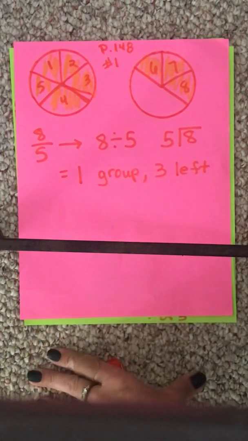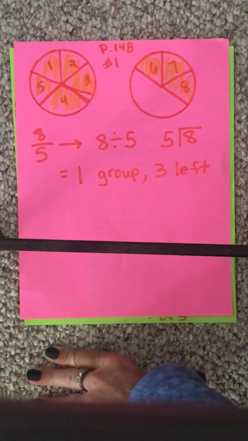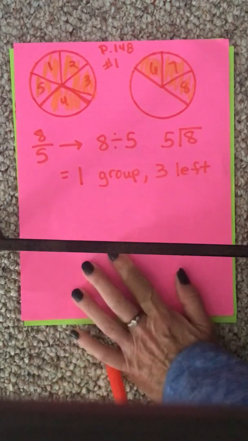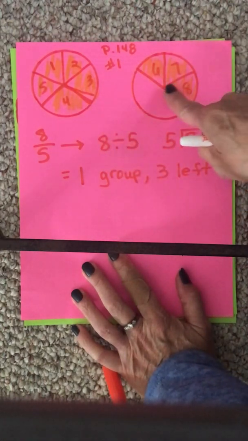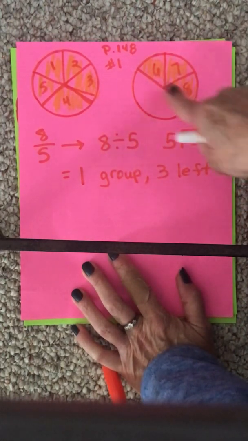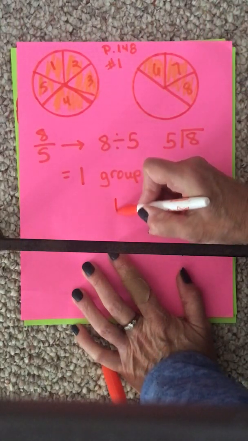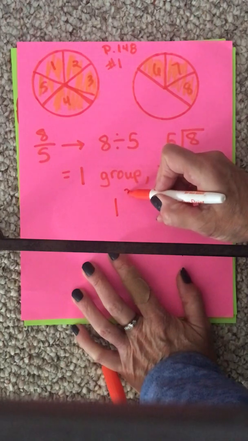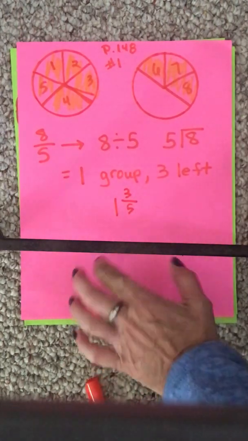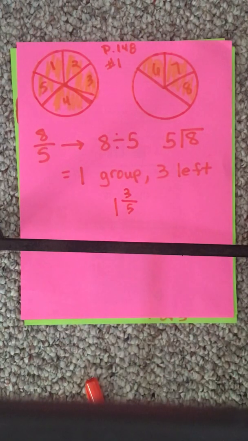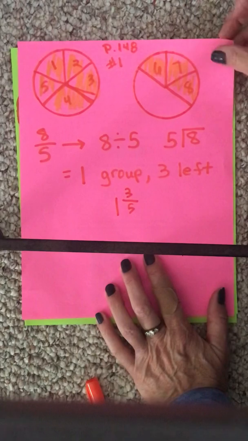So it wants us to put that into a mixed number. What we're having to do is see how many full pies we have. Well, we have 1 full pie here, and we have 3 pieces left over, because that's 5 plus 3. So that means we have 1 whole, 3 pieces left over, and that pie was split into fifths. So that's how we make that improper fraction into a mixed number. Let's do number 2.